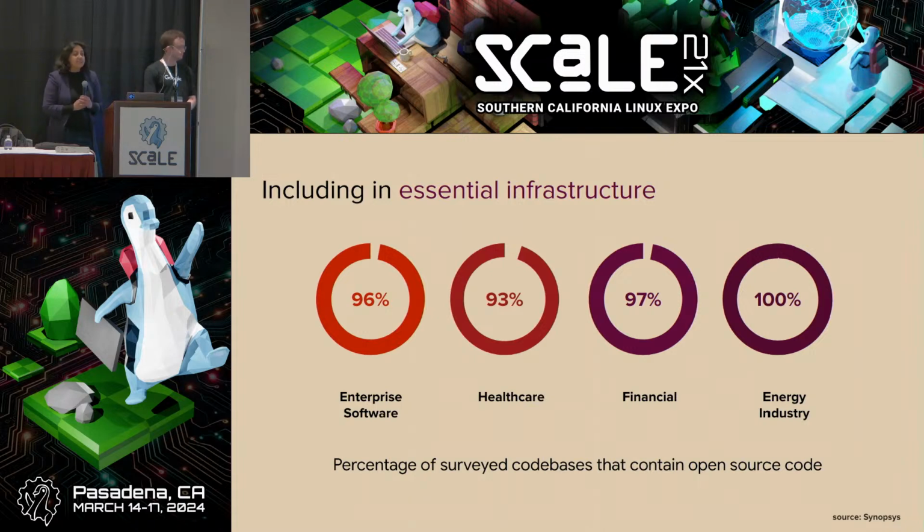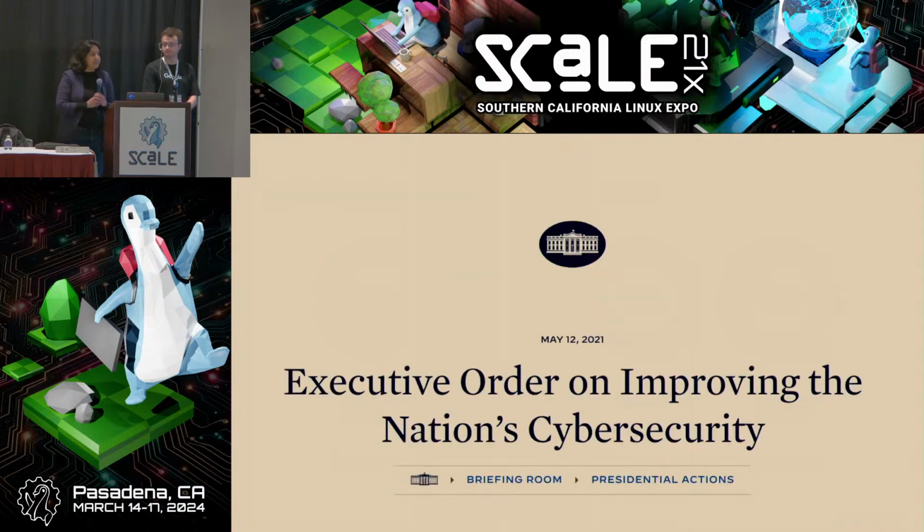96% of enterprise software, 93% of healthcare, 97% of financial, and almost 100% of the surveyed energy industry code bases contained open source code. This presence in essential infrastructure means that protecting open source software is actually a national security concern. In fact, in 2021, the US government issued an executive order on cybersecurity that included provisions about open source. And in 2022, bipartisan senators crafted a bill to protect open source software.